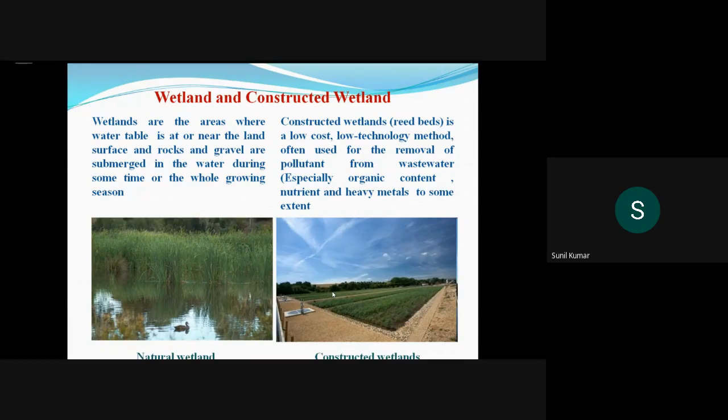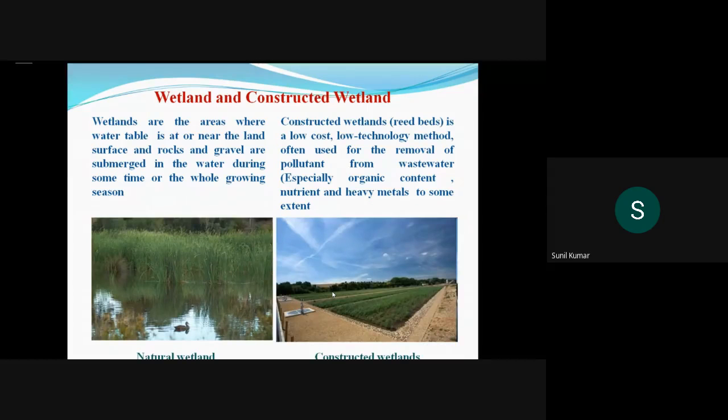On the right hand side, what you see is the engineered wetland. It is a constructed wetland, so it has an engineering control mechanism. In the sense, we design the hydraulic retention time and so many other factors and process control parameters, which we are going to study further.